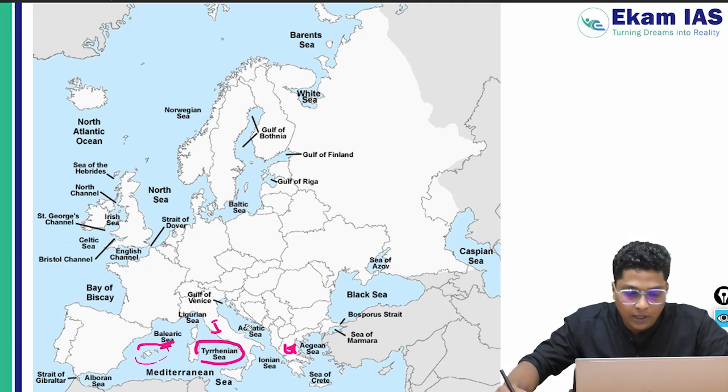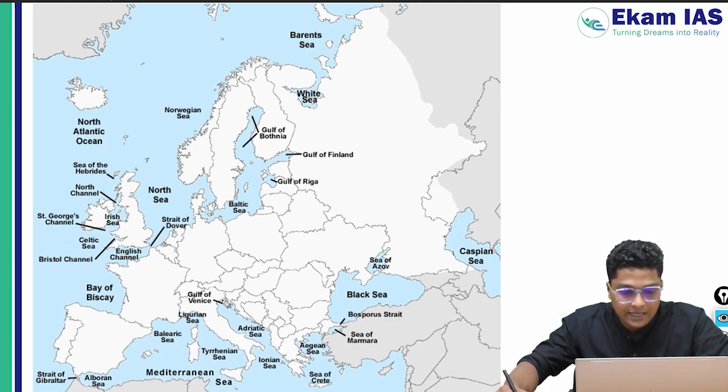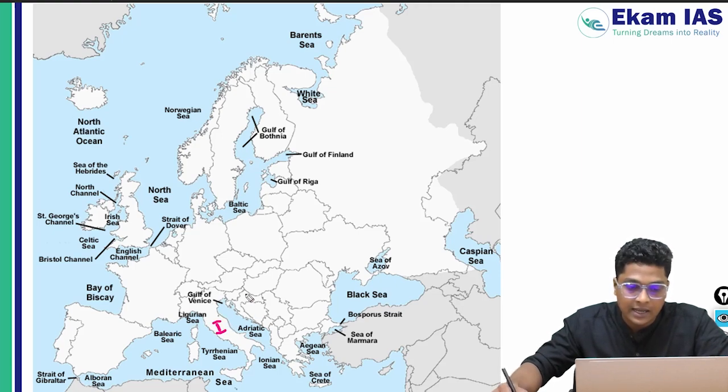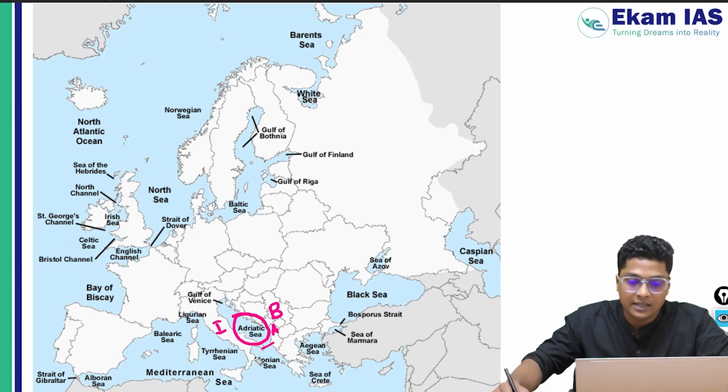Now another one is the Adriatic Sea. The Adriatic Sea is inside this region here. This is Italy, and in these regions we have the Balkan nations. Here we have Albania, and till this region we have the Adriatic Sea. The Adriatic Sea is connected with the Ionian Sea. The Ionian Sea is part of Greece. So here is Albania, and this is Greece.